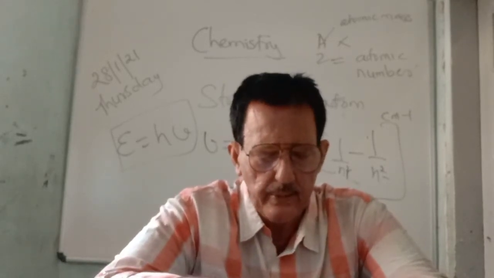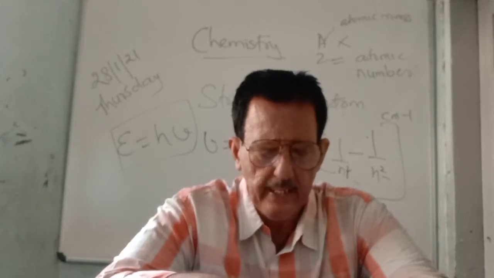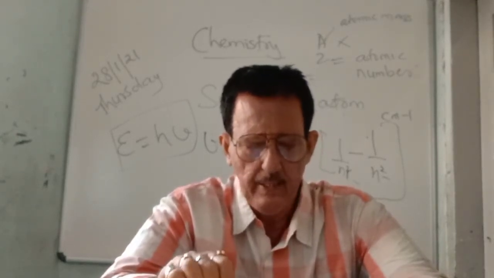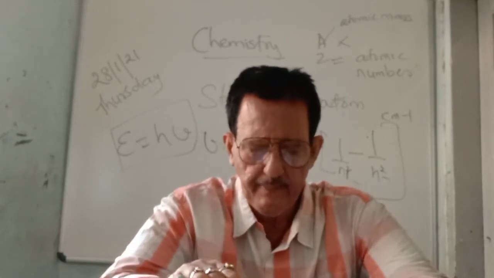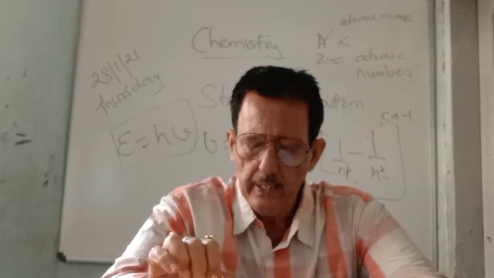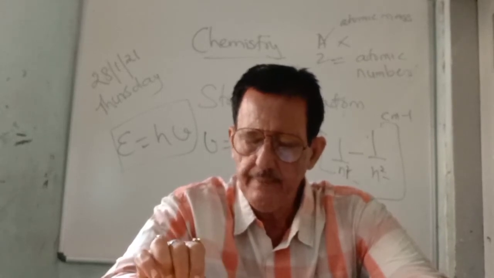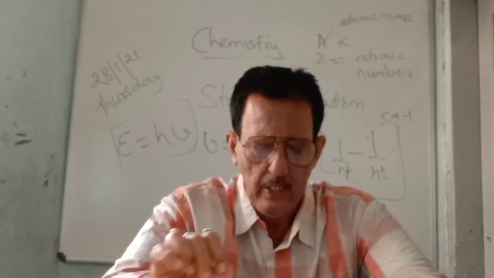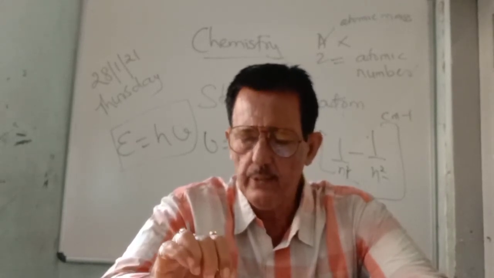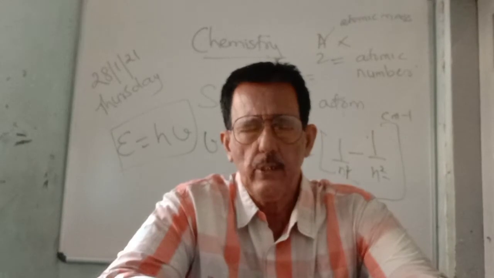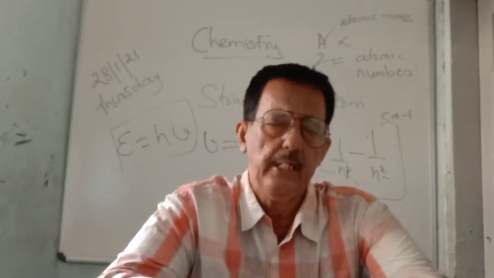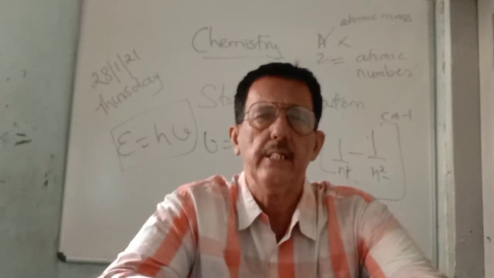Delta x into delta vx is greater than or equal to h upon 4 pi m, where delta x is the uncertainty with respect to the position, and delta px or delta vx is the uncertainty with respect to momentum. According to the quantum mechanical model, we consider the electron to have a dual nature. When I say the electron has a dual nature, it sometimes behaves as a wave and sometimes as a particle. That is why it is dual nature.